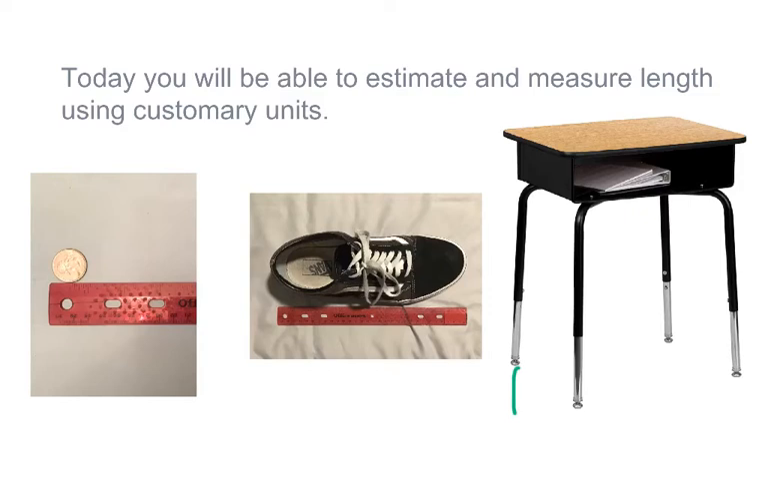So I took a picture of the ruler here showing you about how big an inch is. And so a quarter is about an inch. And this picture is showing you about how long 1 foot is, or 12 inches. And that is an adult man's shoe. And then the desk here, like you have at school, the height of the desk from here up is about 1 yard, which is the same as 3 feet or 3 rulers.